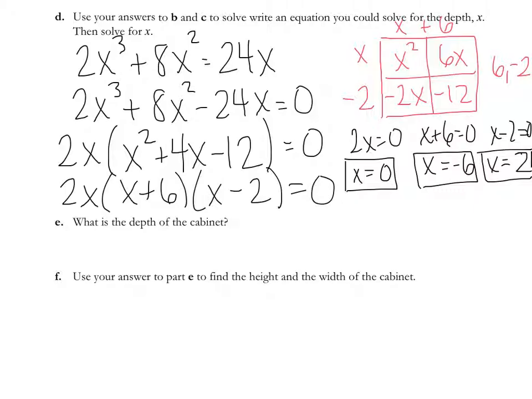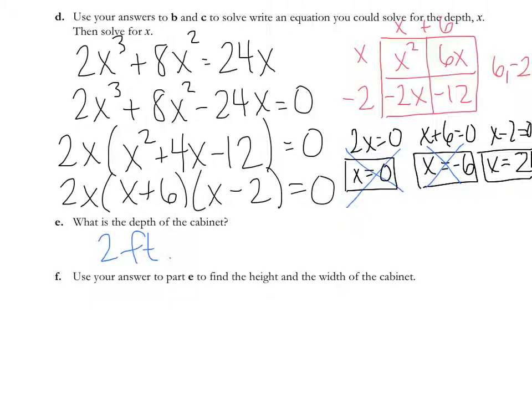But within the context of this problem, remember that the x is the depth of a cabinet. So we need to think about which of these x values actually make sense within the context of the problem. So it doesn't make sense to have a depth of 0, because then the cabinet wouldn't exist. It also wouldn't make sense to have a depth of -6. What would a depth of -6 even mean? So we can also eliminate that possibility for our x value. So we're just left with a possible depth of 2. So the depth of our cabinet will just be 2 feet.